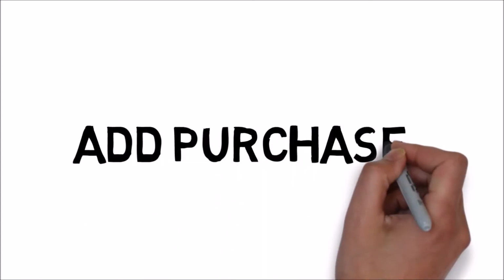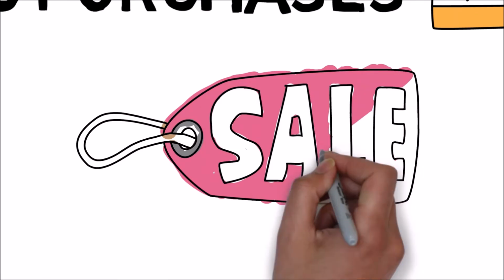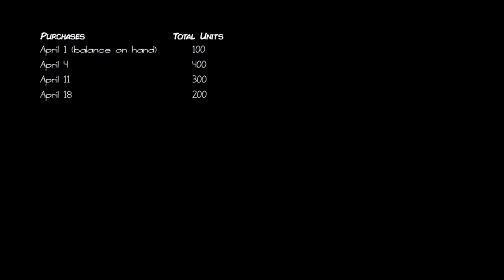To calculate total inventory available and total units sold, we add the transactions on each of the dates that were either in purchase or sales. For total inventory available, we add the balance on hand of 100, the purchase on April 4th of 400, the purchase on April 11th of 300, the purchase on April 18th of 200, the purchase on April 26th of 600, and finally, the purchase on April 30th of 200 to conclude that there were 1,800 units available for sale.